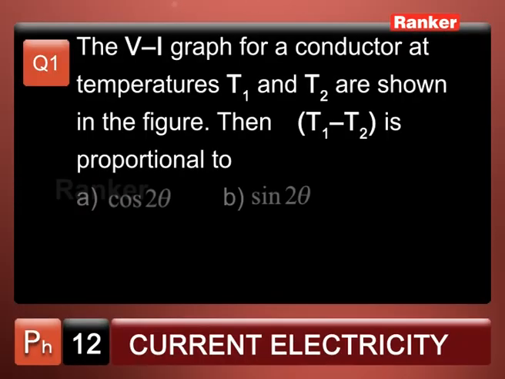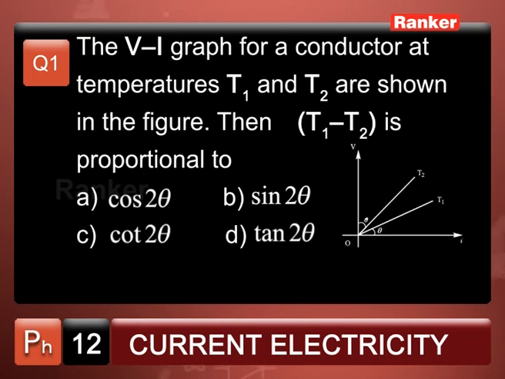The VI graph for a conductor at temperatures T1 and T2 are shown in the figure. Then T1 minus T2 is proportional to, options are given this way. First option is cos 2 theta, second option is sin 2 theta, third option is cot 2 theta, and fourth option is tan 2 theta.